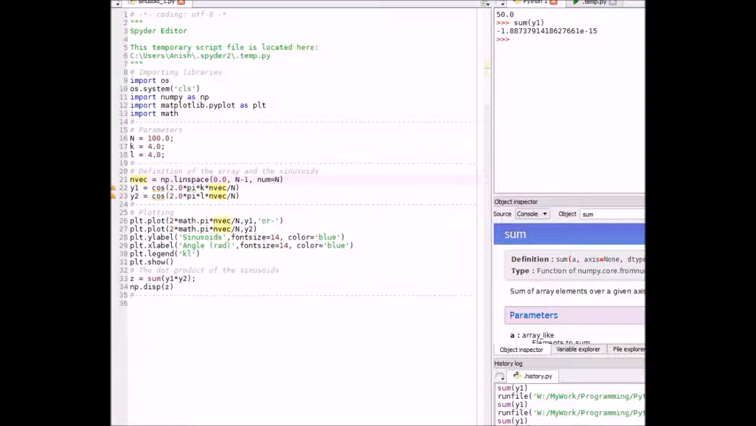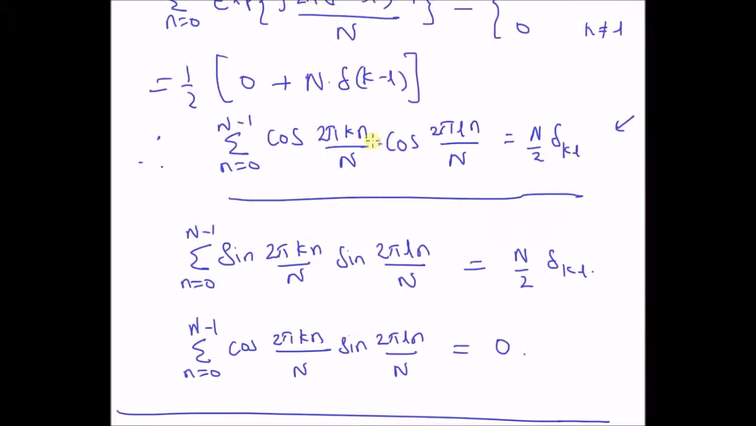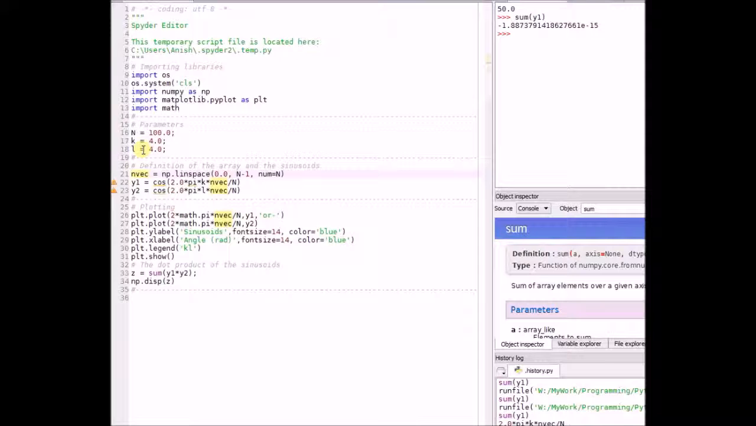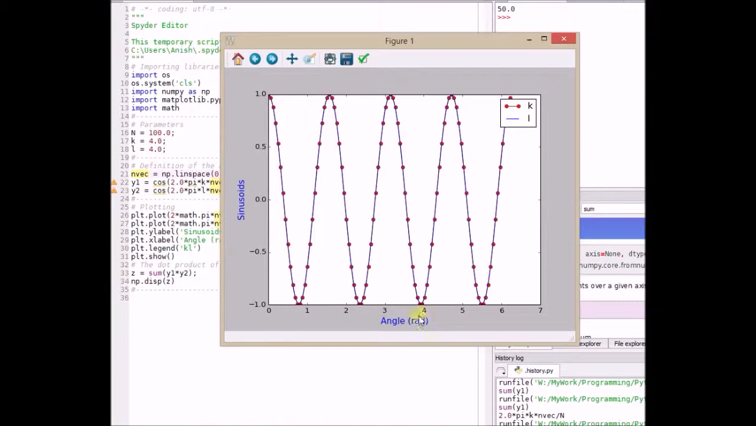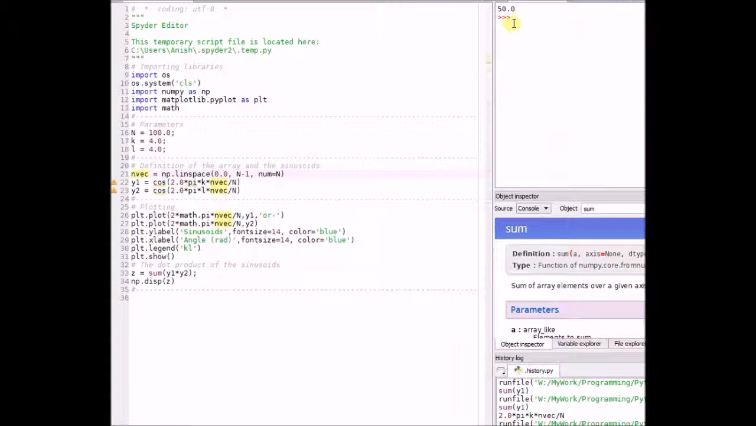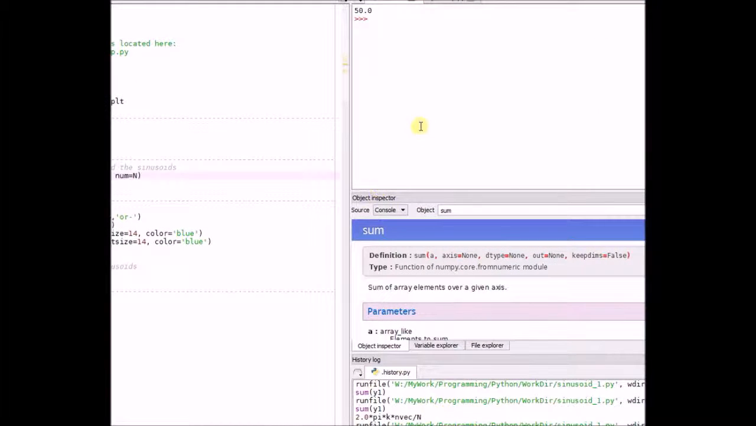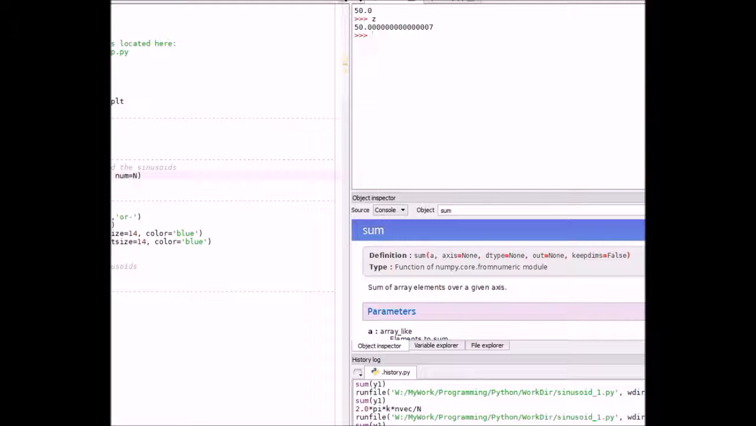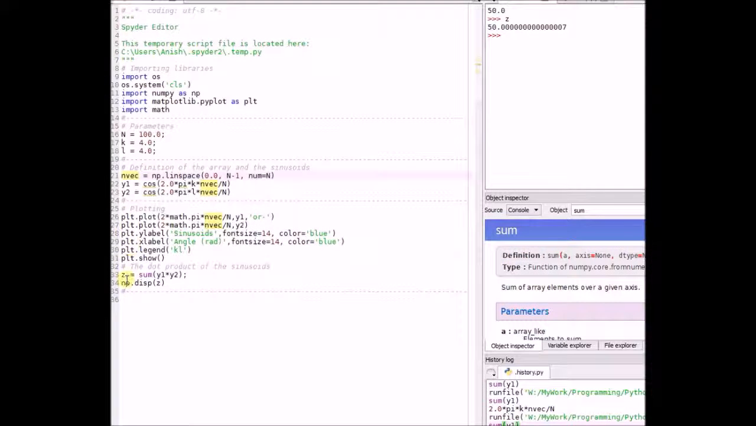So if you run this code, you can clearly see that when the frequencies are equal, that is when k is equal to L, here k equal to 4 and L equal to 4, the sinusoids are exactly the same, and the sum is clearly equal to n by 2, where n is 100 in this case. So we display the result, it is equal to n by 2. We calculate the value of the dot product of the two vectors here, z equal to sum of y1 times y2, where y1 and y2 are the cosines.